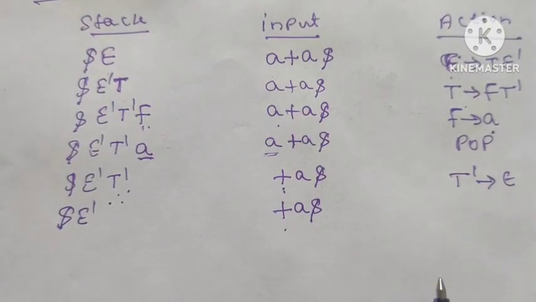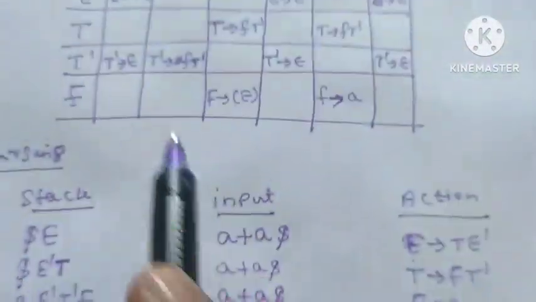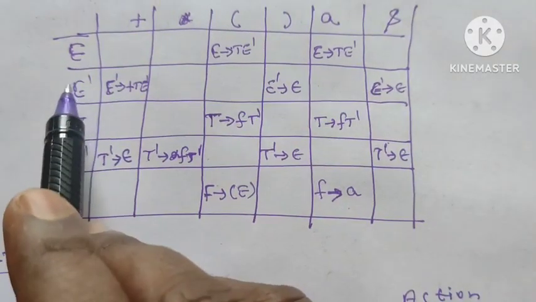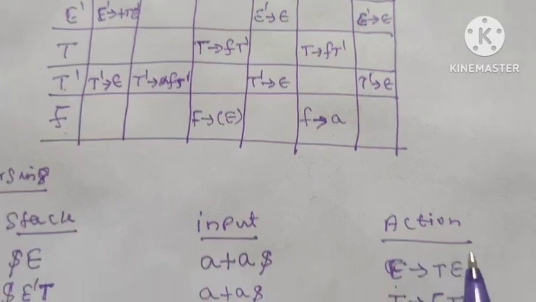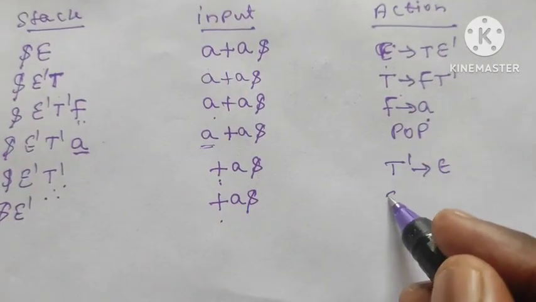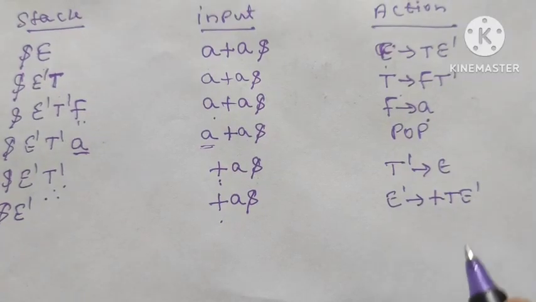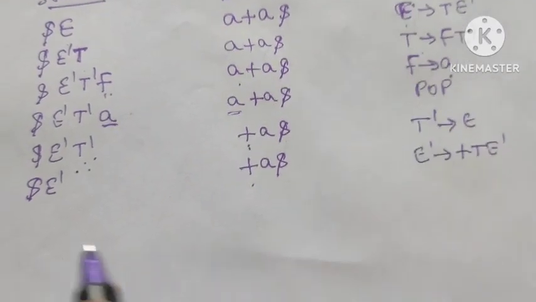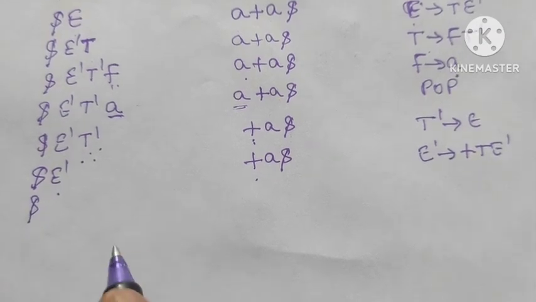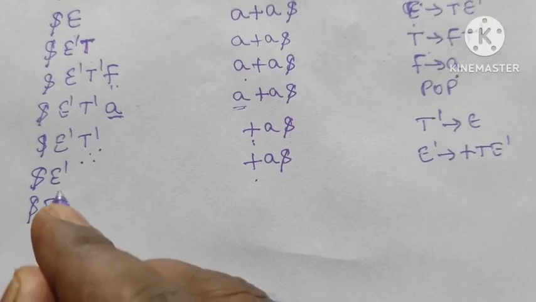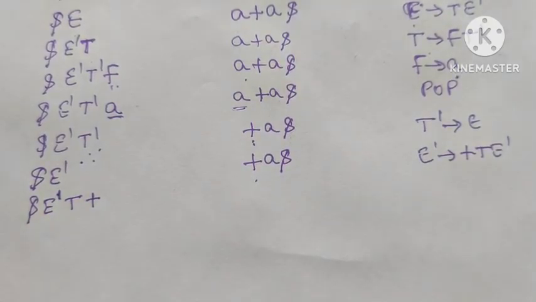Now E dash and plus. E dash and plus meet in plus T dash, isn't it? So you have to write E dash tends to plus T dash. Now replace this E dash in reverse. So E dash is replaced as dollar E dash T and plus.